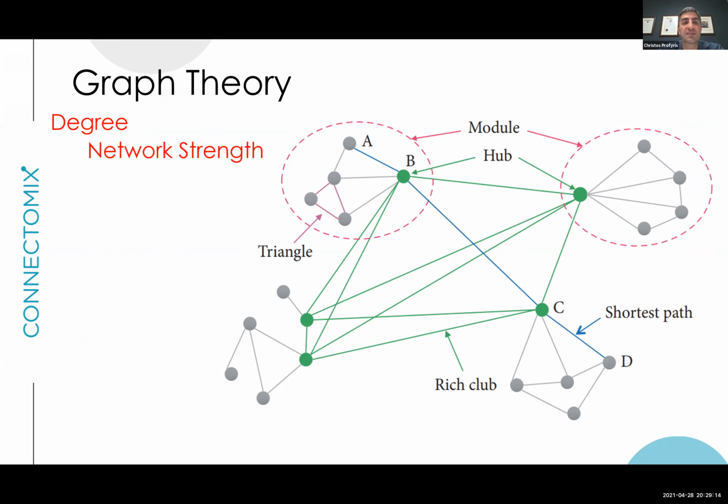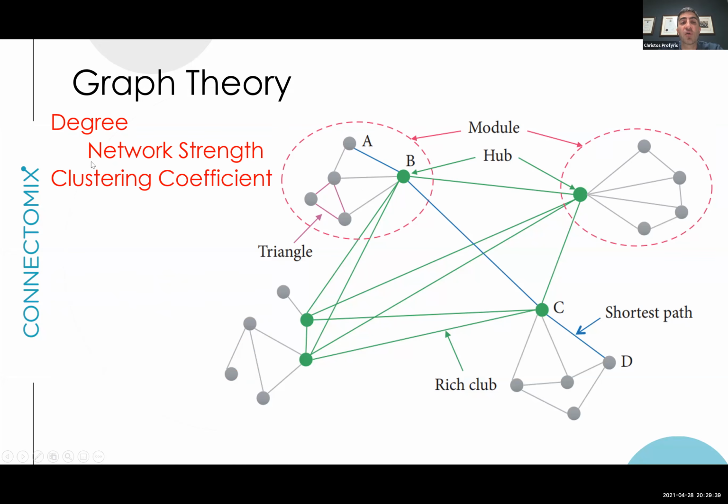From that, we can derive a metric called network strength. What network strength does is calculate the degree of all the nodes in the network and tell us, on average, how many degrees each node has. So if the nodes have more connections, it's a stronger network. If they have less, it's a weaker network.